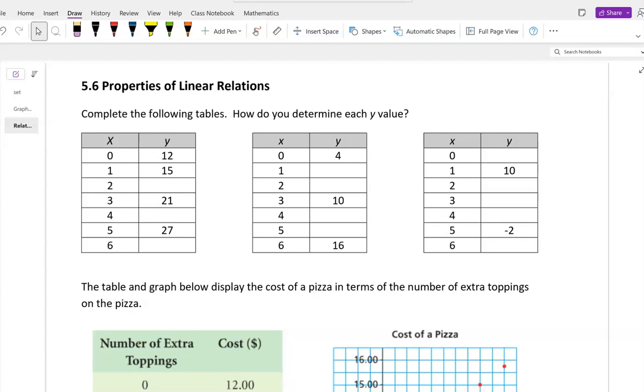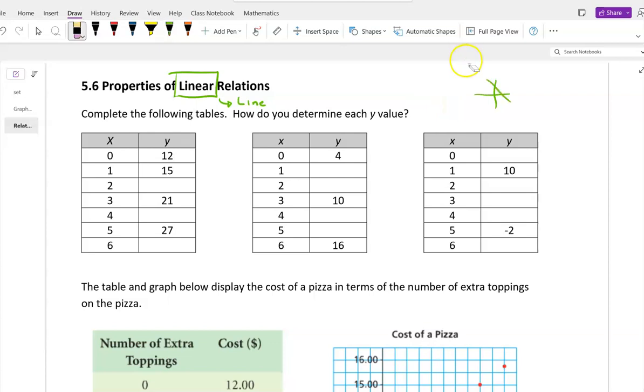This lesson is on linear relations. What do you think linear means? Hopefully you see the word line in there. So this just refers to relations that form a line. Okay? And what does that mean? Well, if we were graphing it, it would mean that it's going to form some sort of a line like this.